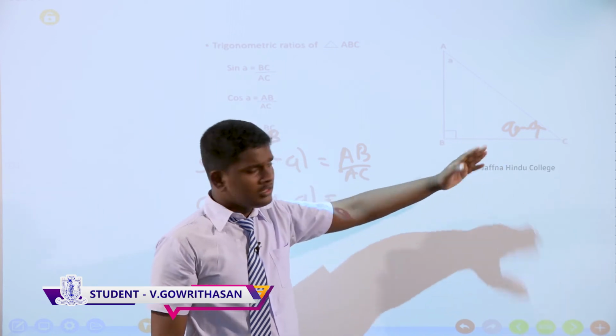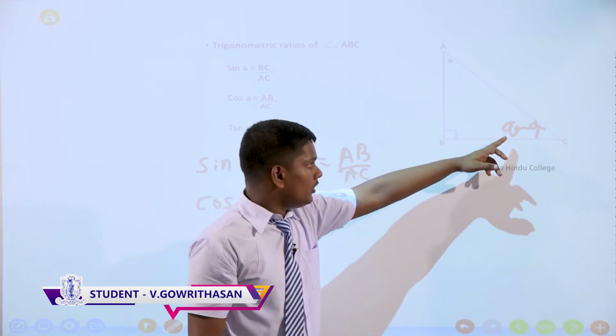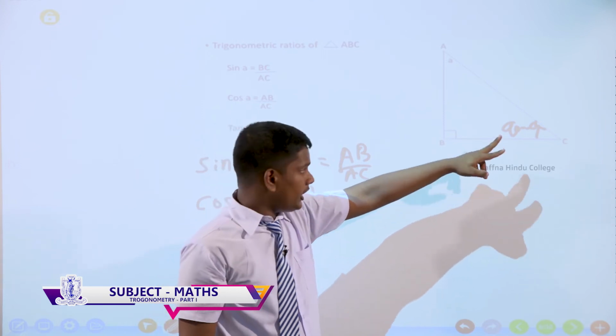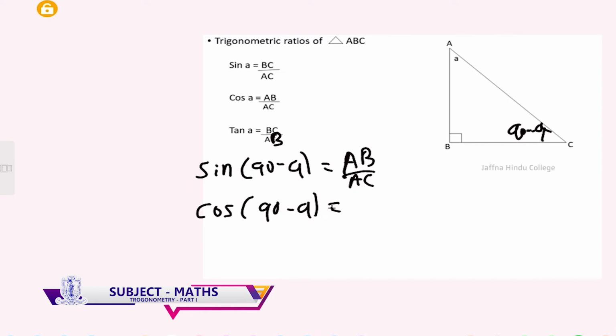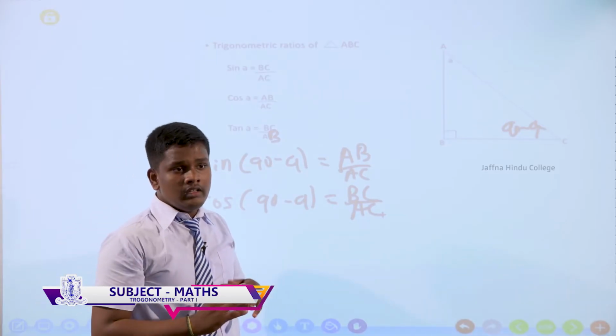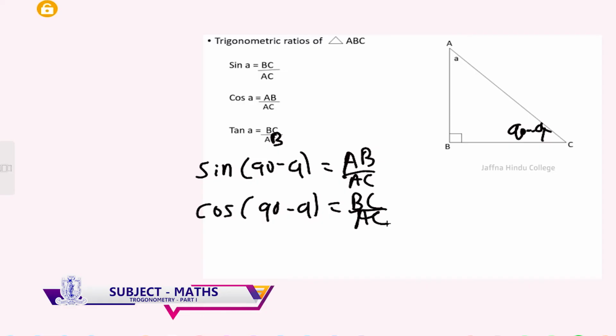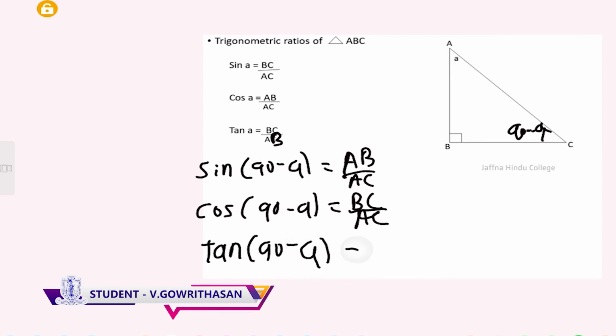What is cos? Cos function we already know. Cos means adjacent side by hypotenuse: adjacent side BC by hypotenuse AC. Now find the tan function. Tan is opposite side by adjacent side. So tan(90 minus A) is equal to opposite side AB by the adjacent side BC.